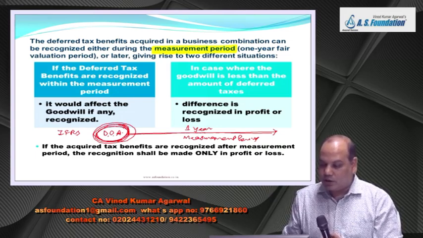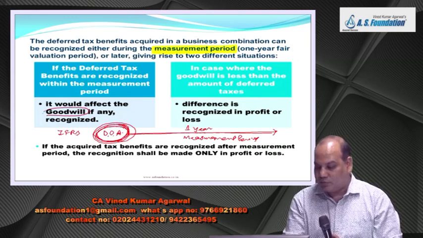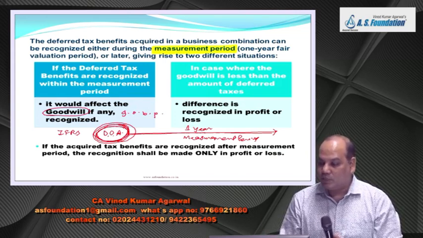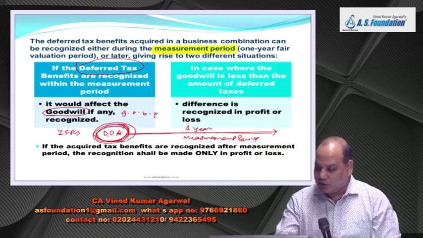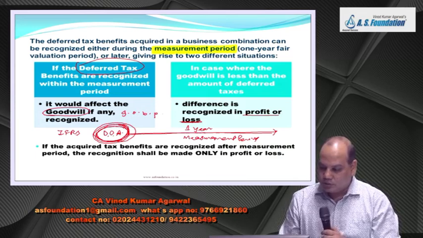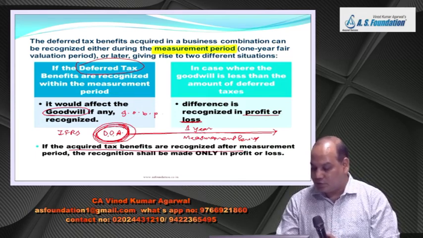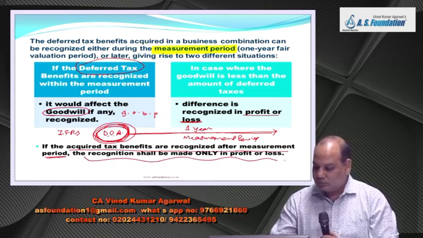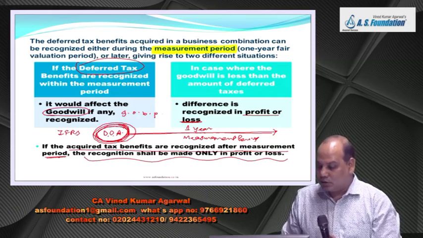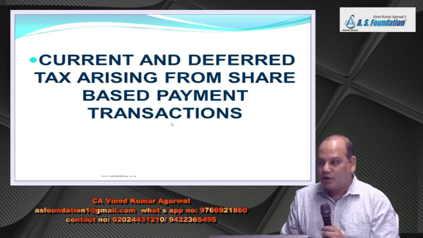So if the deferred tax benefits are recognized within the measurement period, then it would affect the goodwill if any recognized. So any adjustment if you do will affect goodwill or gain on bargain purchase if the adjustment is made during measurement period, including adjustment relating to deferred tax. In case the goodwill is less than the amount of deferred tax, suppose I have to recognize deferred tax but goodwill figure is less, then it will be recognized in profit or loss. If the acquired tax benefits are recognized after the measurement period is over, now if you have to recognize DTA after the measurement period is over, the recognition will be made only through profit and loss account.